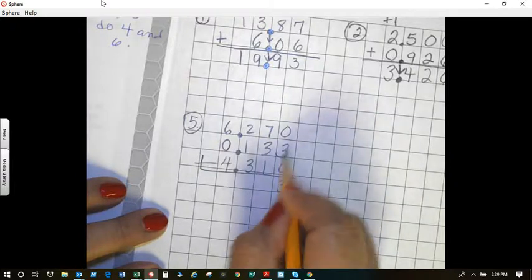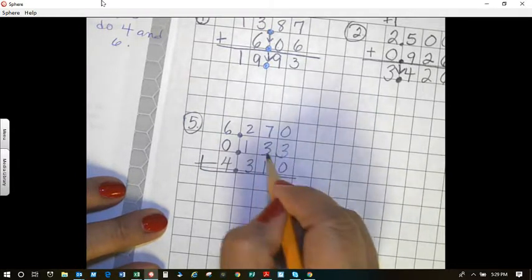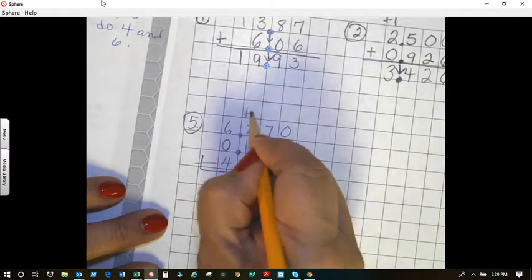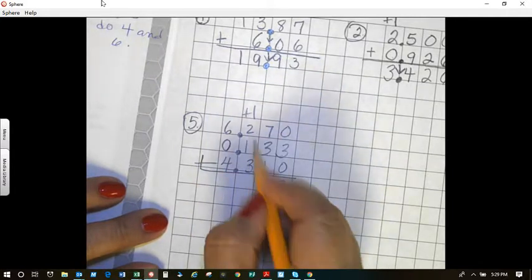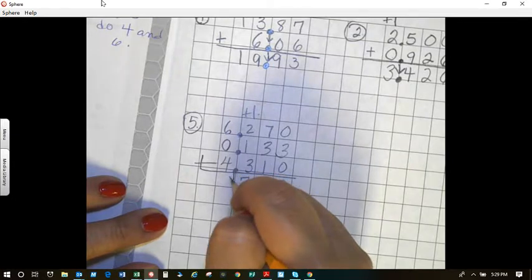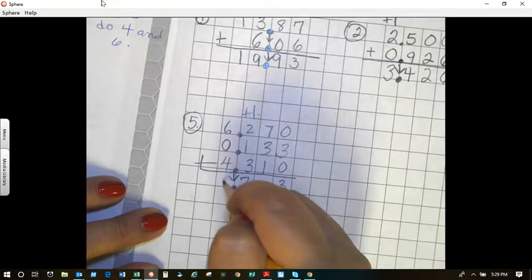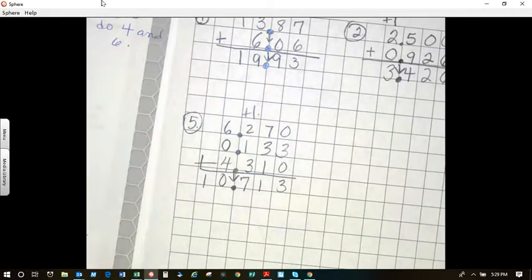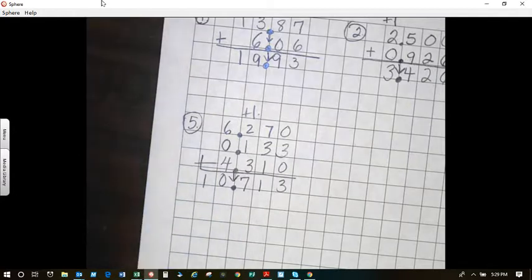3 plus 0 is 3. I have 10 plus 1 is 11. Regroup by carrying my 1. I have 3, 4, 5, 6, 7. I'm going to bring down my decimal, and that makes it 10. So my answer is 10 and 713 thousandths. Okay, and you should have shown all your work as we went through there.